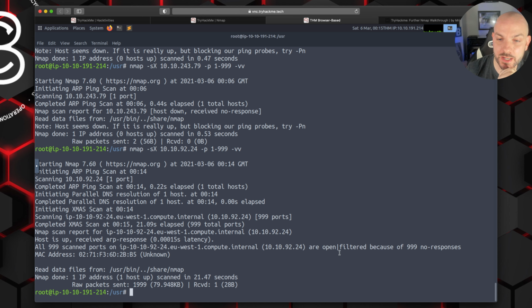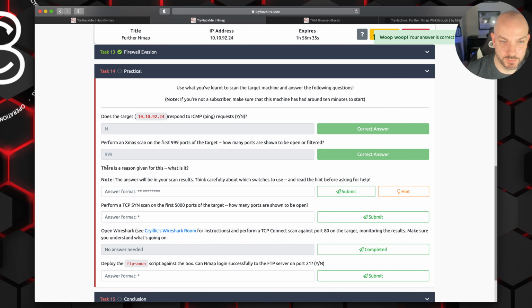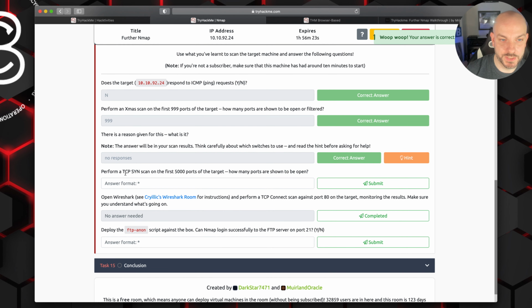And 999 are open|filtered, right? And that is because we got no responses. So how many ports are open or filtered? 999. There's a reason for this. What is this? Well, I think I just said it. No responses. Cool. Perform a TCP scan of the first 5,000 ports of the target.